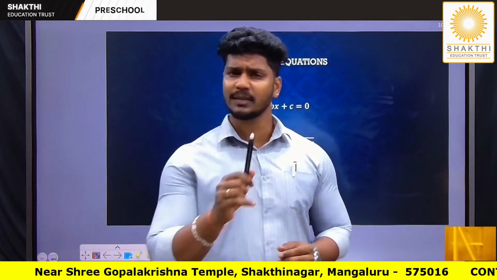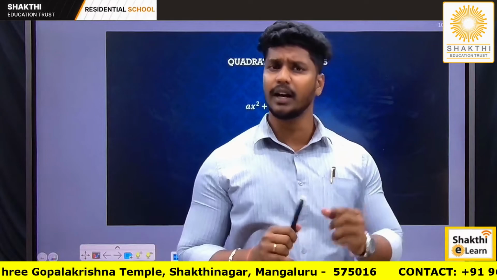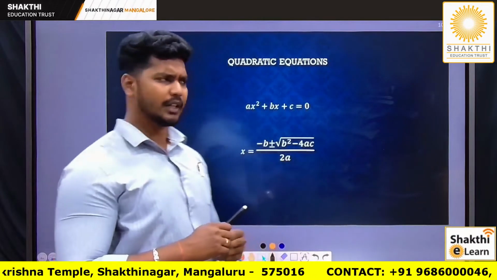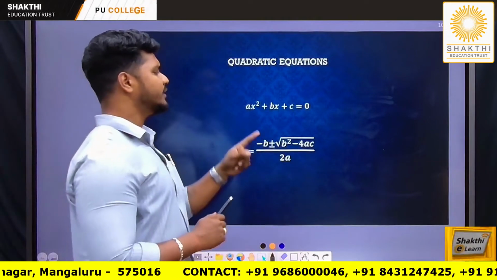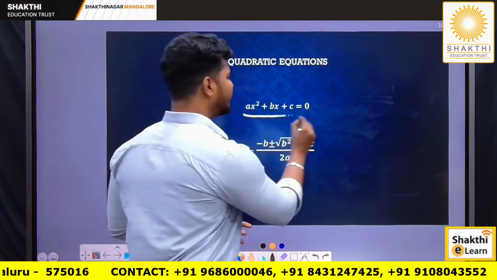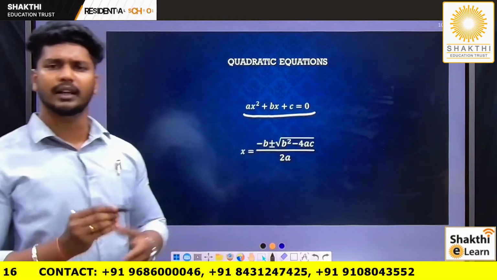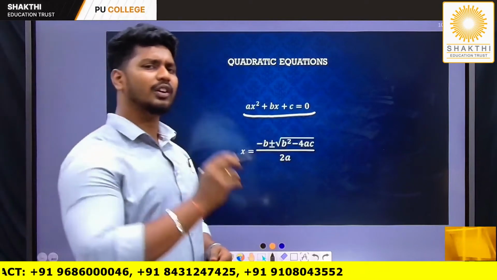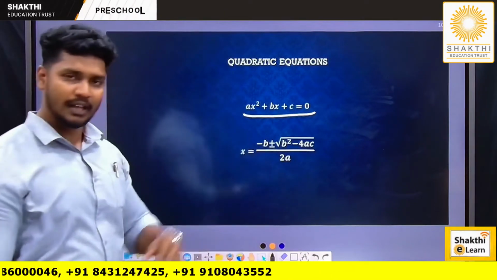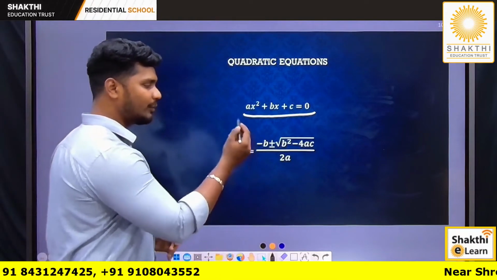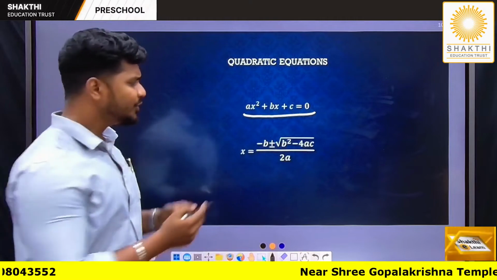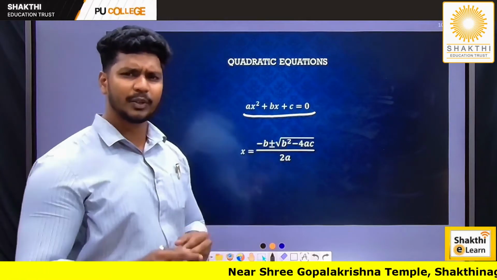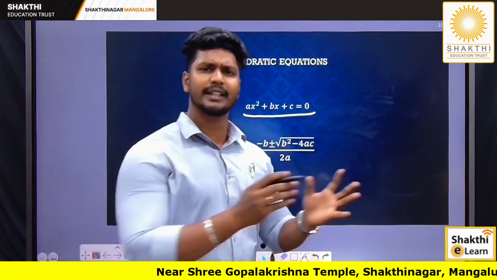Moving to the last part of the complex number, that is quadratic equations. What is a quadratic equation? We have studied quadratic equations in our 10th standard. An equation of the form ax square plus bx plus c equal to 0 is a quadratic equation. There is a formula to solve the quadratic equation, the same formula: x is equal to minus b plus or minus under the root b square minus 4ac upon 2a. Now substituting the values here, what is the difference between solving the same question in 10th standard and now?